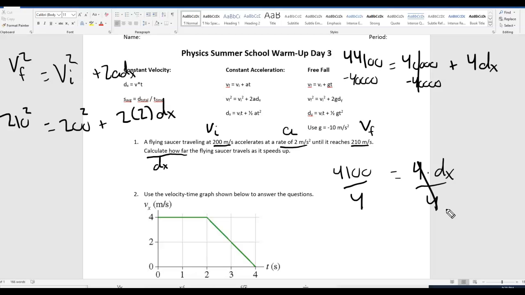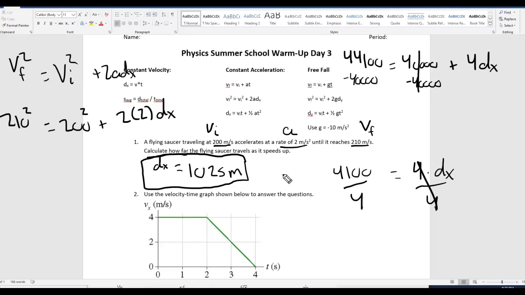4,100 divided by 4 is 1,025, and so dx is equal to 1,025 meters. Okay, so that's how far the flying saucer travels as it's speeding up. And by the way, if you want to know what that is, it's a little over 1 kilometer, which is a little bit less than a mile. So there you go. Okay, that is question number 1 on the warm-up.